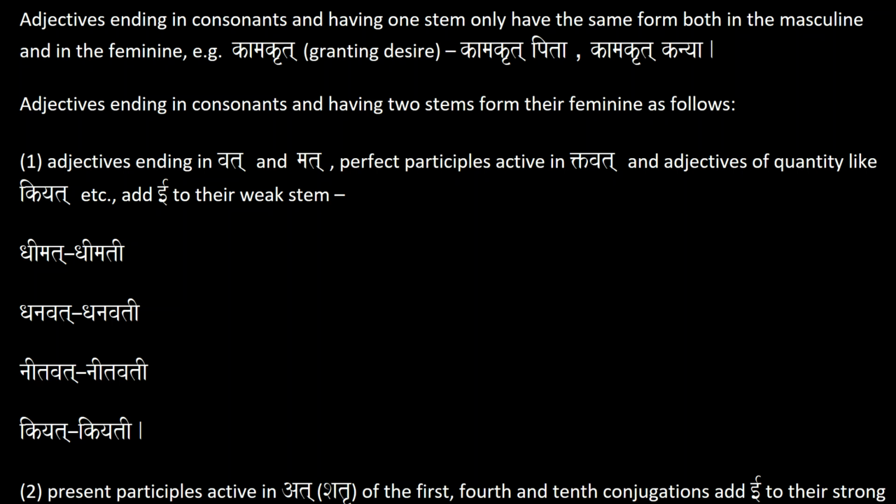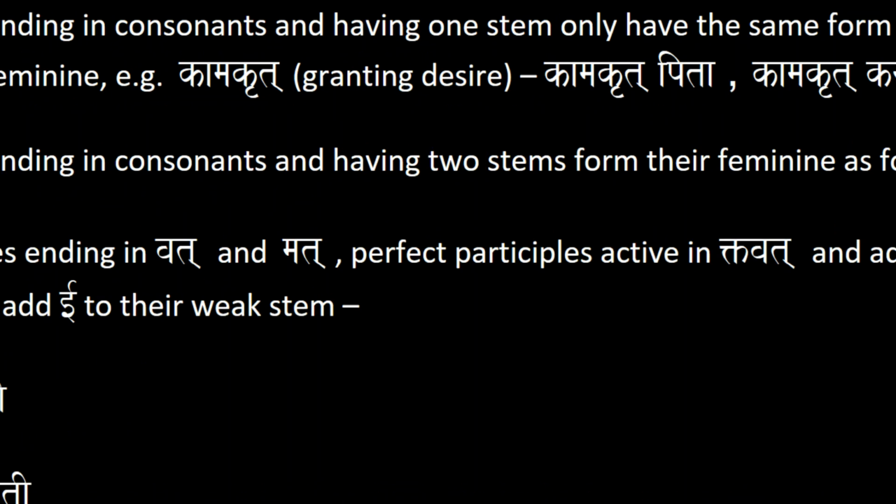In this lesson, we will learn how to form the feminine for adjectives that end in consonants and that have one stem, two stems, and three stems. Adjectives ending in consonants having one stem only have the same form both in the masculine and in the feminine. So this is the easiest one.